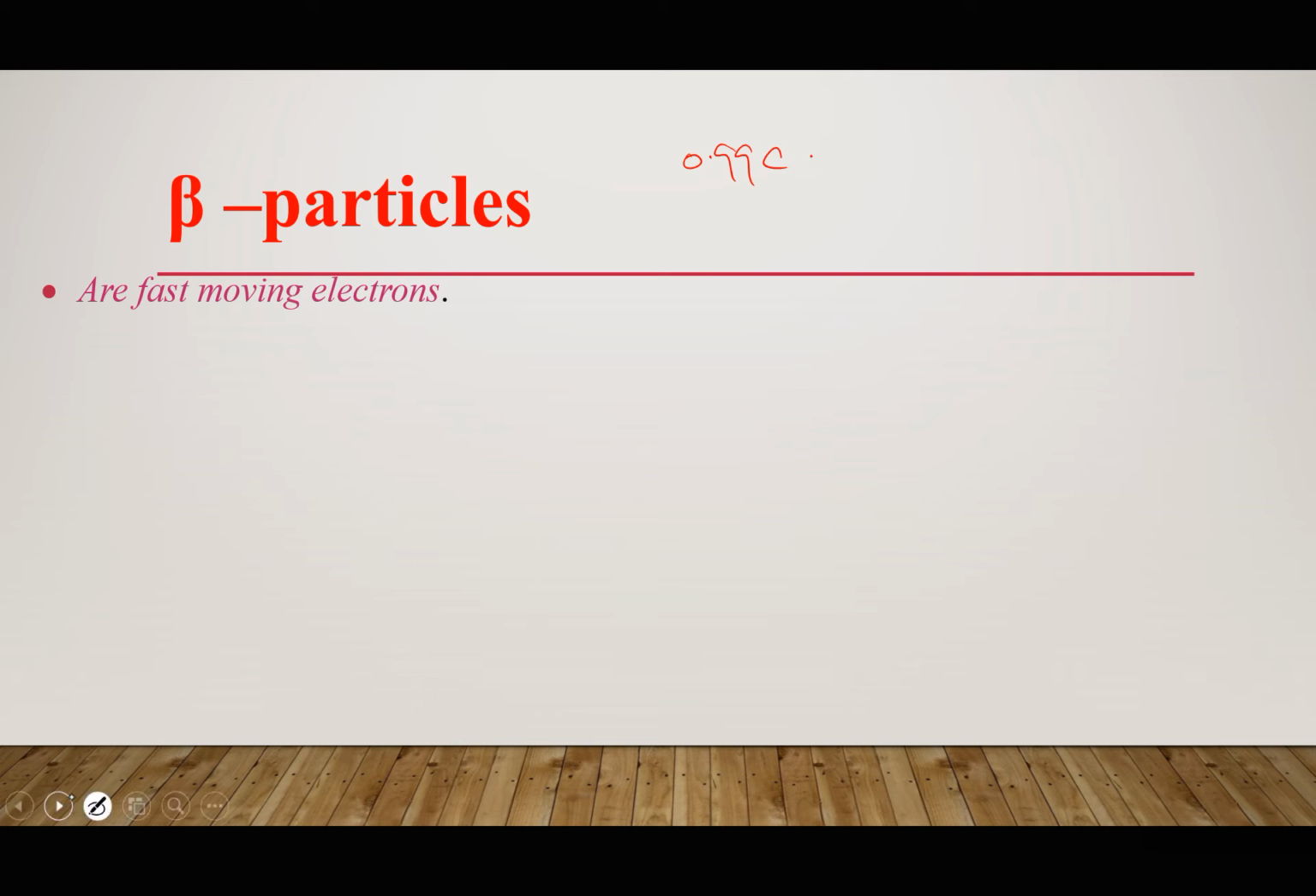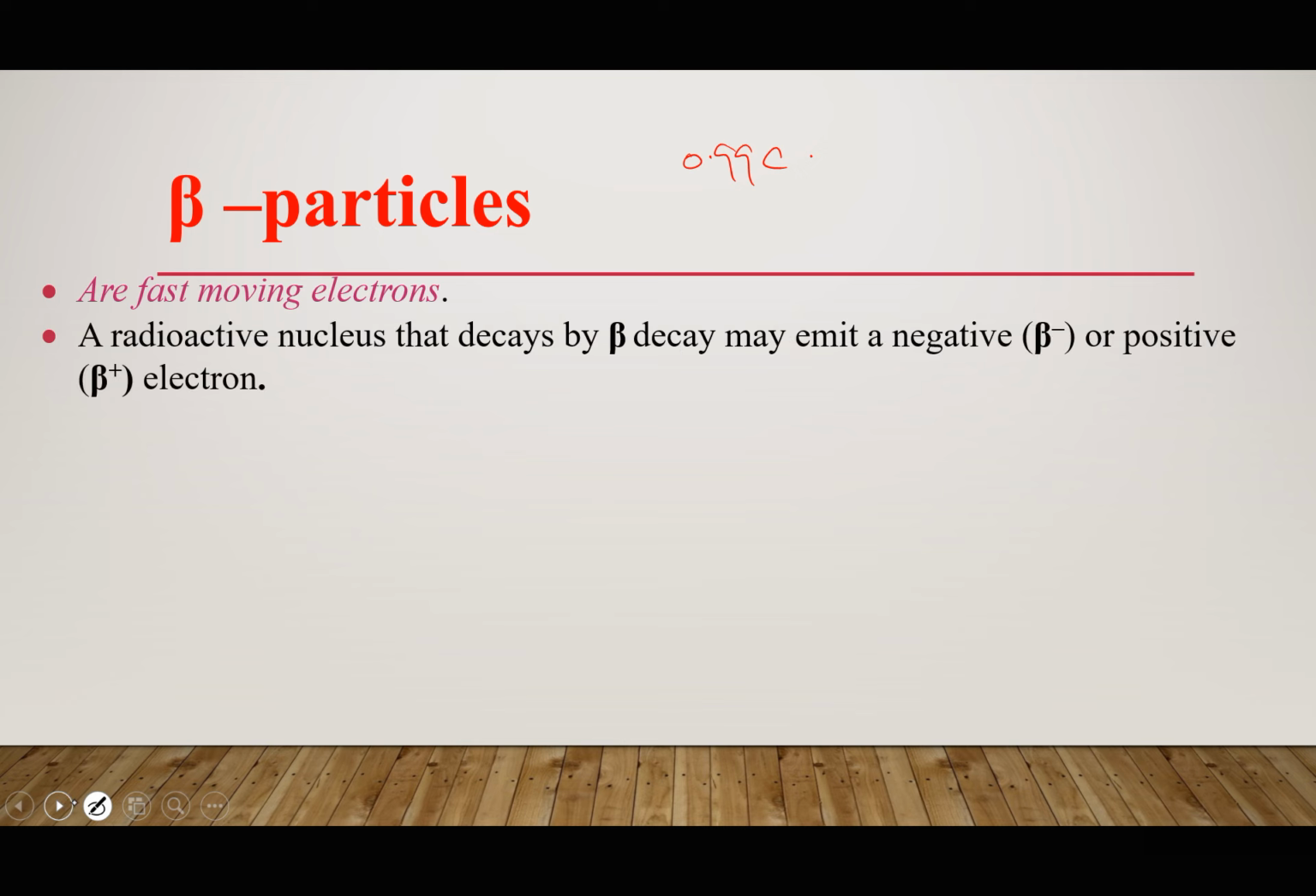So, a radioactive nucleus that decays by beta decay may emit either beta minus, that is the negative beta particle, or beta plus, that is the positive beta particle, which is called the positive electron. So we now know today, apart from what you mentioned in IGCSE, that we have both a positive electron and a negative electron. In IGCSE, your emphasis was only on the negative electron.